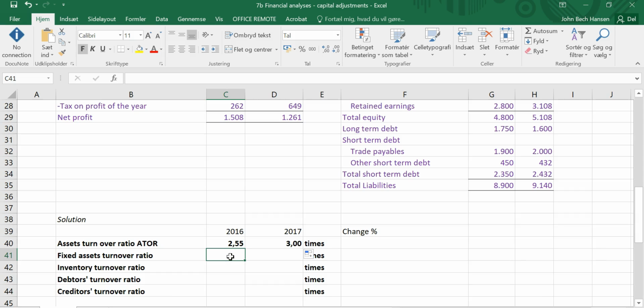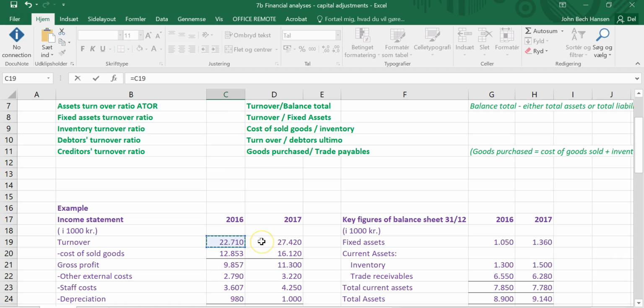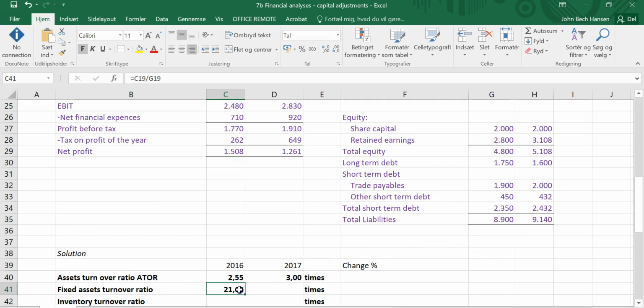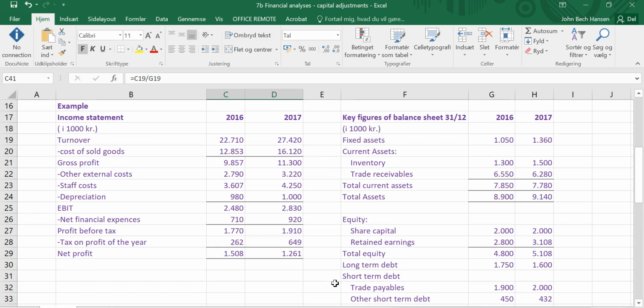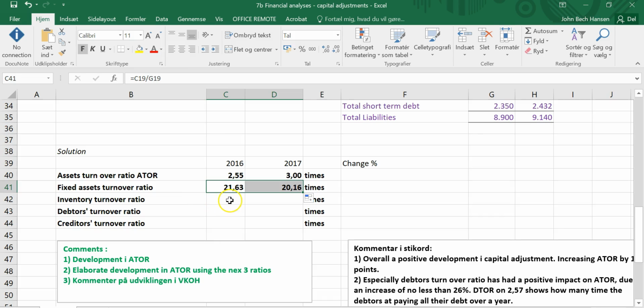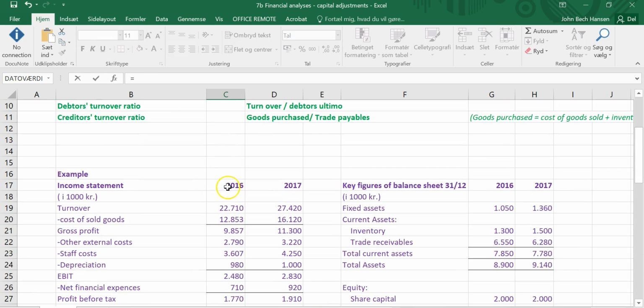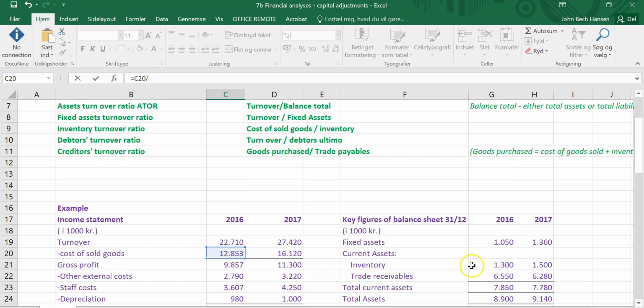Fixed assets turnover ratio, I'll do the same thing, this time starting by taking the turnover and dividing by the fixed assets standing here. Okay, so that's 21 times, decreased. So maybe, we can see the fixed assets, we have been doing some investments here, so it's increased. So we have more capital applied for our fixed assets. Inventory turnover, that's our goods on stock. And we know we have to measure that against not the turnover, but the cost of goods sold, divided by the inventory.